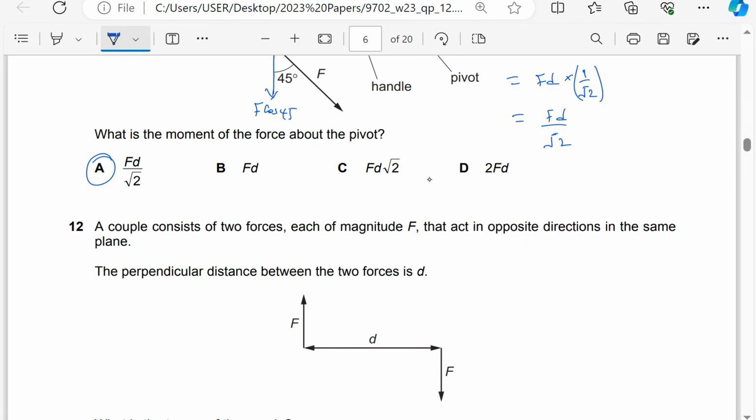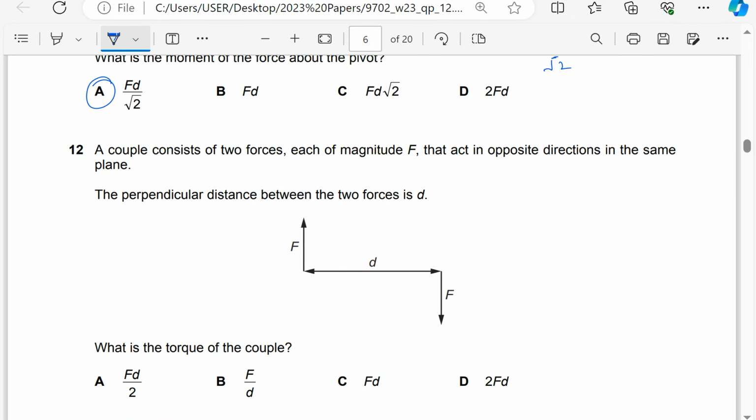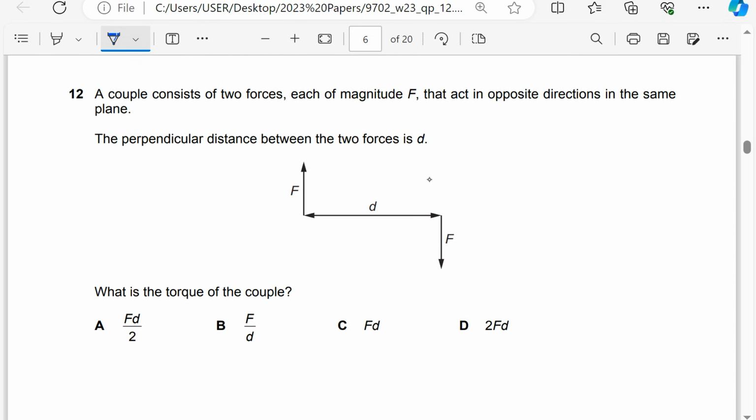A couple consists of two forces, each of magnitude F. The forces act in opposite directions in the same plane. The perpendicular distance between the two forces is d. What is the torque of a couple? Remember, the torque of a couple is the product of one of the forces and the perpendicular distance between the two forces. The perpendicular distance between the two forces is d. So it is one of the forces and the perpendicular distance. So the answer is C.